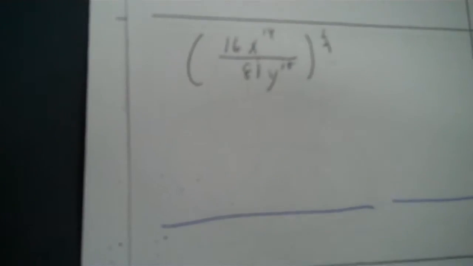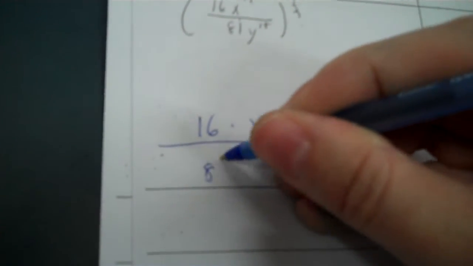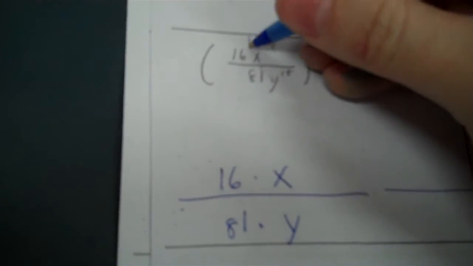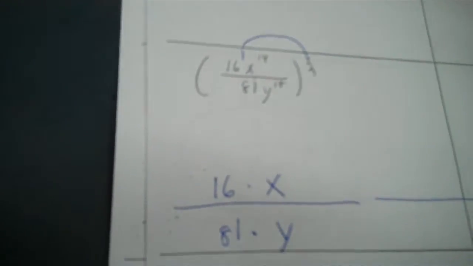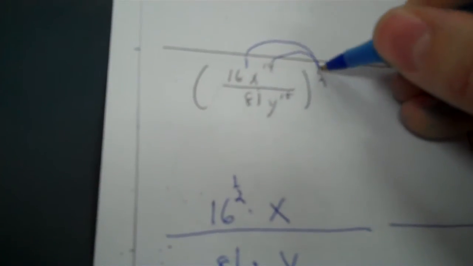Okay, now the last three, there's a new thing I want to clue you in on, a new possibility to get rid of fractions from the bottom, okay? And using this sheet here. So on top I got 16 times x, and on bottom I have 81 times y. So let's talk about 16. It's to the 1, so I take 1 times 1/2. That's just 1/2. Then x, 14 times 1/2 is 7.